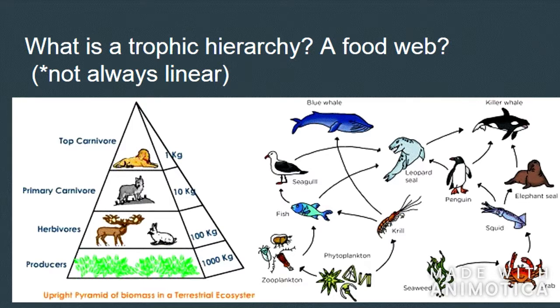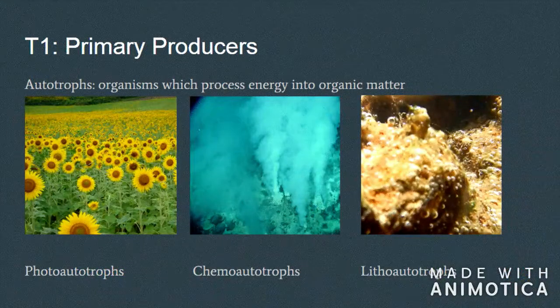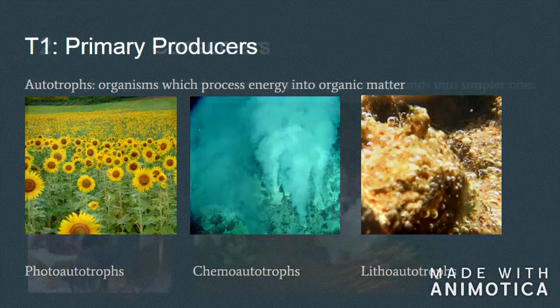A food web is simply a more realistic depiction of all the energy interactions within an ecosystem, a combination of all its food chains. At the base of the trophic hierarchy, we have primary producers. Autotrophs create consumable energy in the form of organic matter from an energy source or inorganic matter. Autotrophs may use the sun, or chemicals such as sulfur or nitrogen.